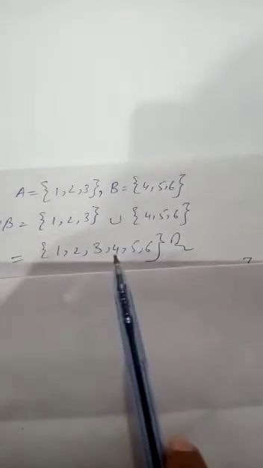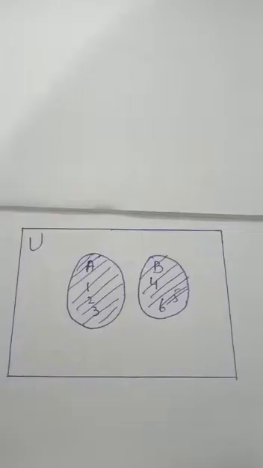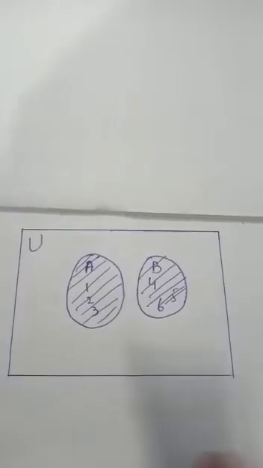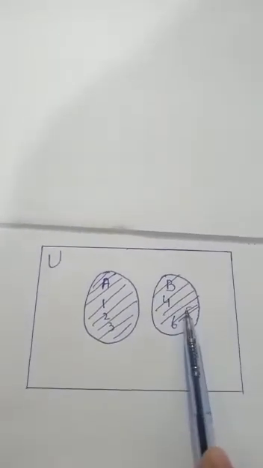Then the union is 1, 2, 3, 4, 5, 6. Now it's a disjoint set. Let's see how we will do the union. This is the figure of disjoint sets A and B, where the elements of A are 1, 2, 3 and the elements of B are 4, 5, 6. It's a union, that's why we will shade all the circle. And in the universal set we have no more elements, because all the elements are in A and B.